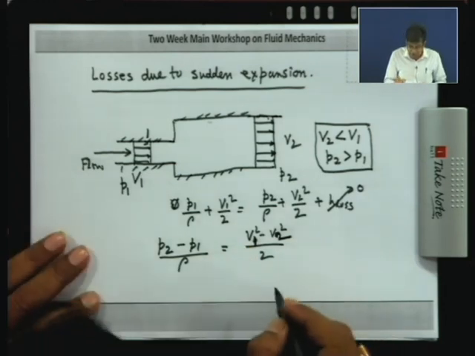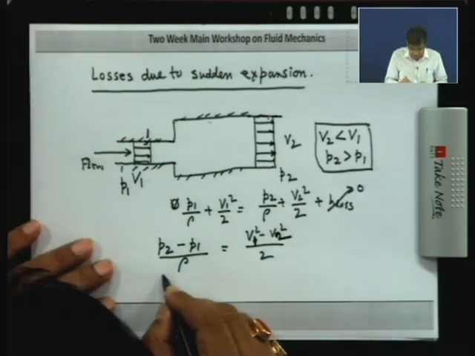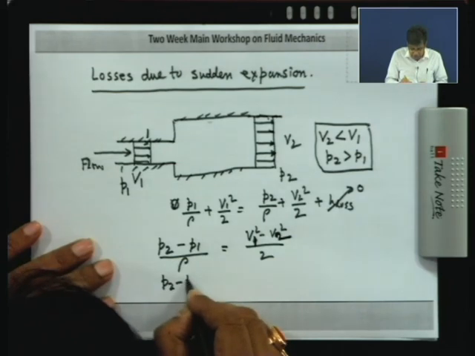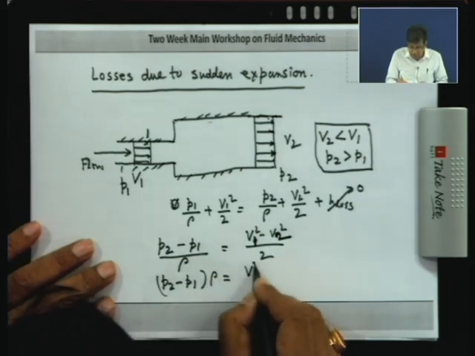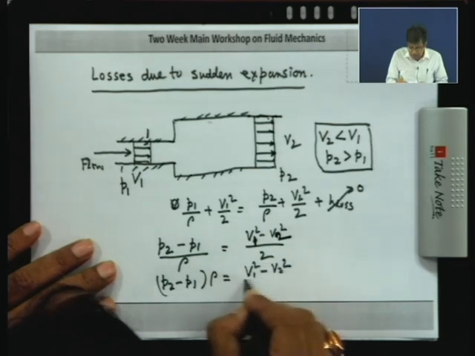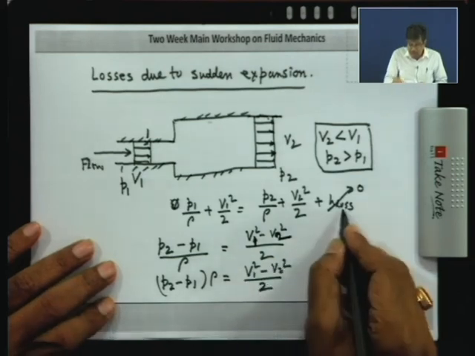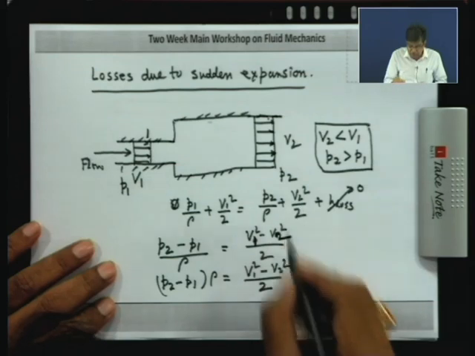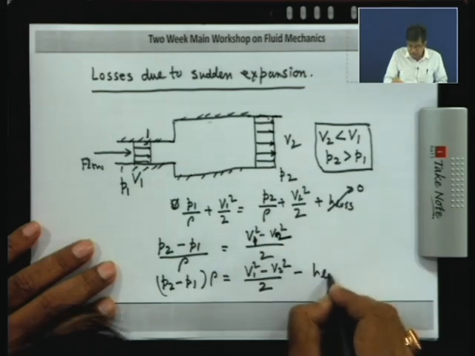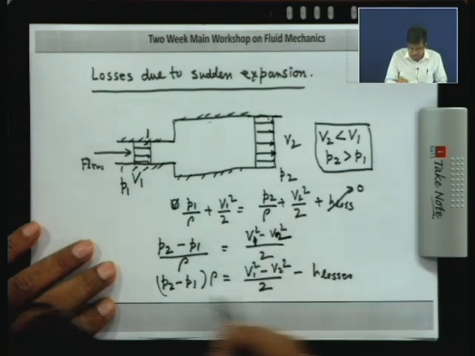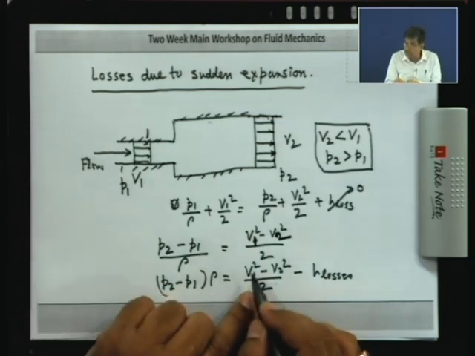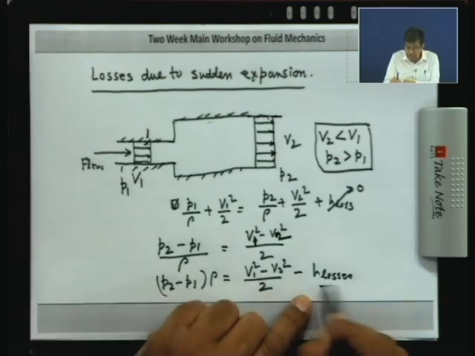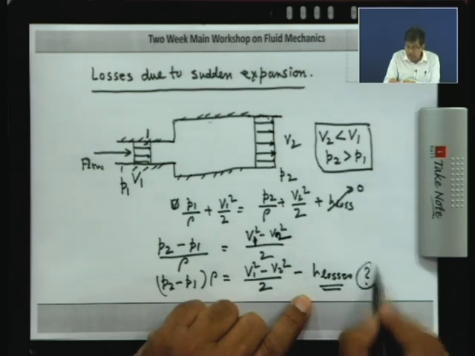But if there is loss, then what will happen? P2 minus P1 by rho is equal to V1 square minus V2 square by 2 minus losses. Try to understand. That means this increase in pressure is less than that due to the change in velocity by this amount of losses. Now what is this loss?